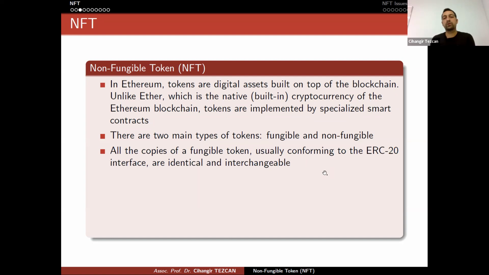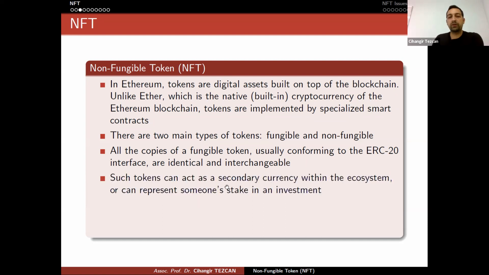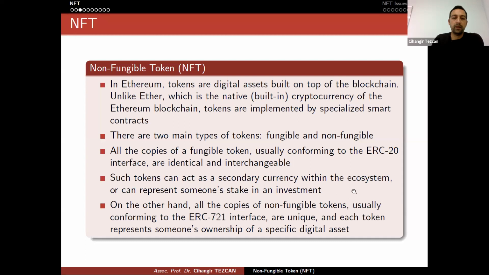All the copies of a fungible token, usually conforming to the standard ERC20 interface, are identical and interchangeable. Such tokens can act as a secondary currency within the ecosystem, so you create a crypto system inside the Ethereum blockchain, or can represent someone's stake in an investment and so on. But all of these tokens are fungible, so they're identical. On the other hand, all the copies of non-fungible tokens, usually conforming to the ERC721 interface, are unique, and each token represents someone's ownership of a digital asset. And this is what we call an NFT.